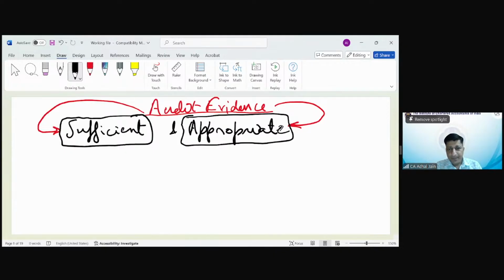It is related to quantity, sir. Quantity means how many evidences we need. Can you please elaborate this properly with examples? Are you saying that sufficient means quantity? Yes, quantity, and appropriate is the quality, how good the audit evidence is. So what do you mean by quantity and quality?